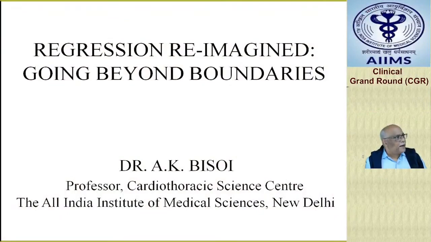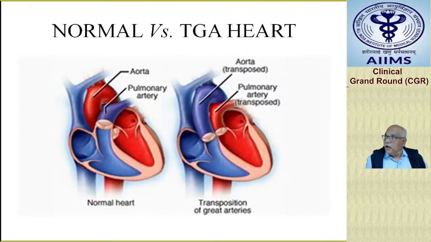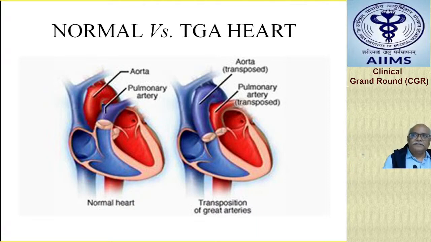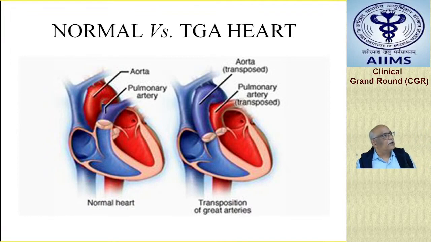In 2002 and 2003, we had a challenge. We had a baby born with transposition of great arteries. Transposition means normally in the normal heart, RV is connected to pulmonary artery and aorta is connected to the LV. But these babies are born with reverse connection. The blood vessels are transposed. So aorta is connected to the RV and the pulmonary artery is connected to the LV.